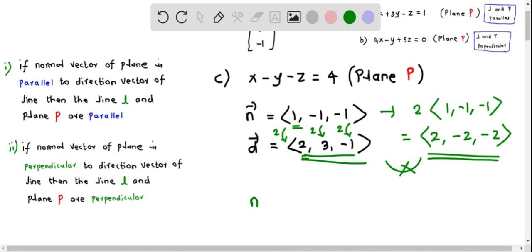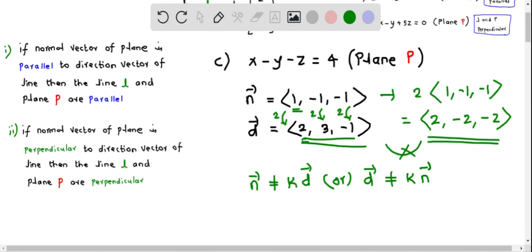So therefore we see that the n vector cannot be written as a scalar multiple of the direction vector or vice versa. We can also see that the direction vector cannot be written as a scalar multiple of the normal vector. So clearly these two vectors are not parallel. Now let's determine if these two are perpendicular.